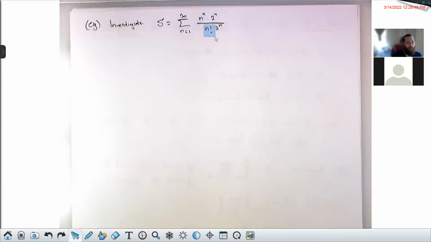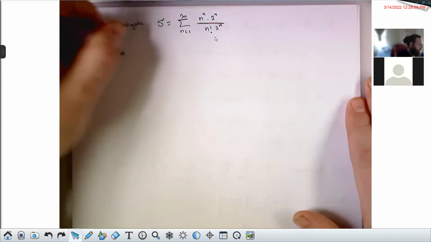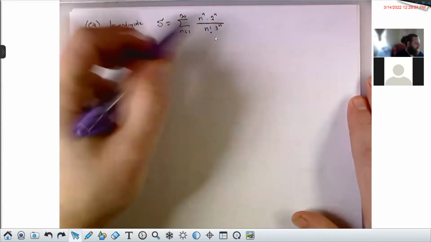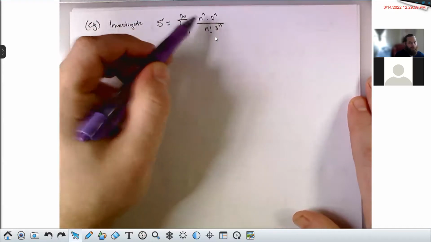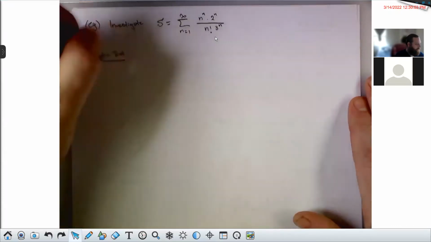The n factorial here hints that we should use the ratio test, although you could also try the root test. Having a bunch of stuff raised to the n is usually a good hint for the root test. I think the ratio test will be easier here, although both are quite bad.